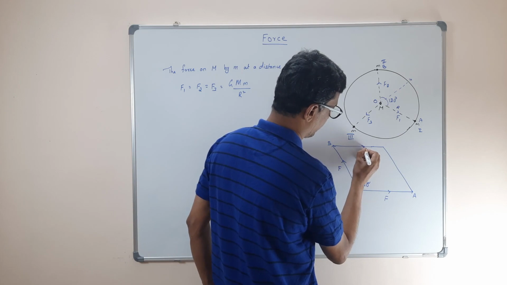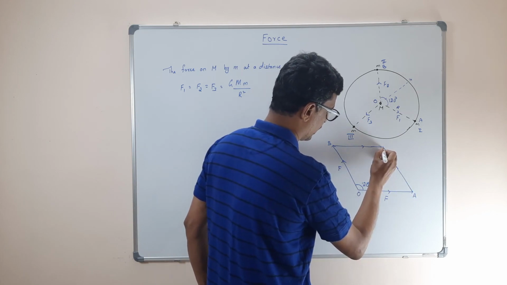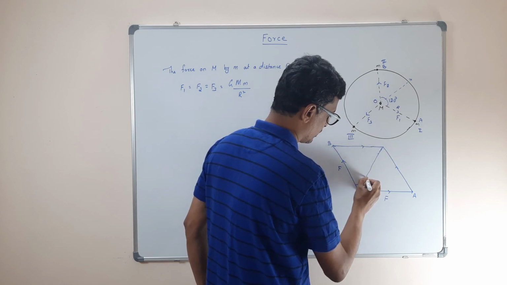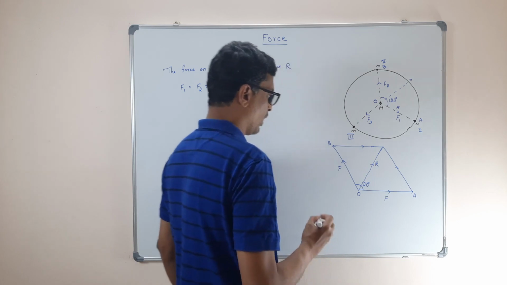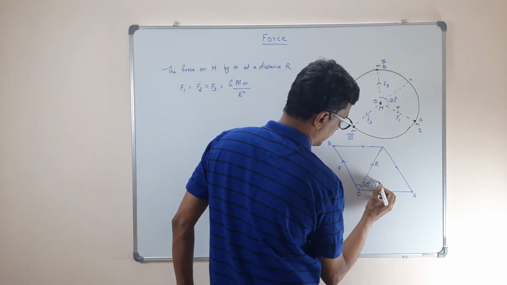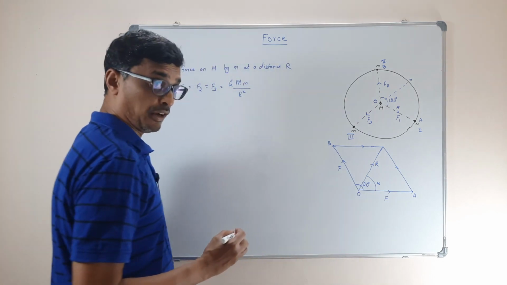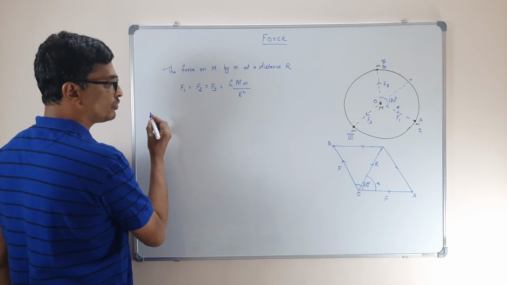The same direction here, the same direction here, and this will be the resultant vector. Let us call this the resultant vector R. And what we have to find out is the angle also. You remember the angle is alpha. We have to find that out. That's a formula.